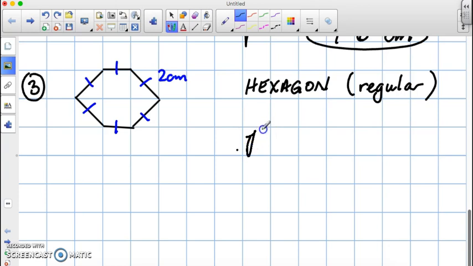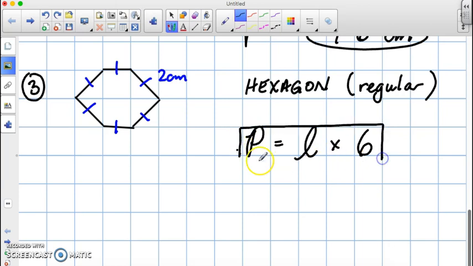So we're going to start with P, which stands for perimeter. Remember, we're going to use L again as our variable times, well, how many sides does a hexagon have? You know that it has 6 sides. So P equals L times 6 is going to be the formula for a hexagon. The formula for the perimeter of a regular hexagon.